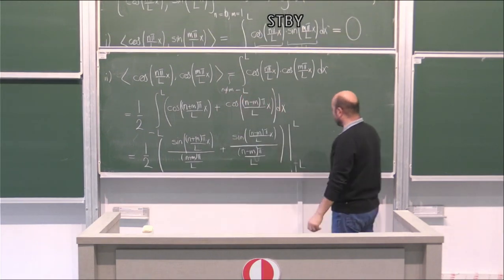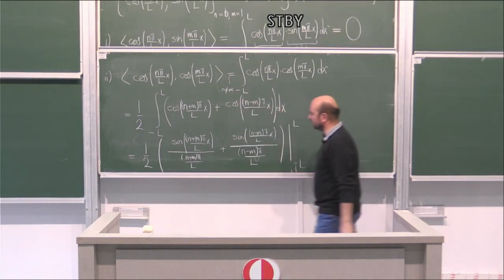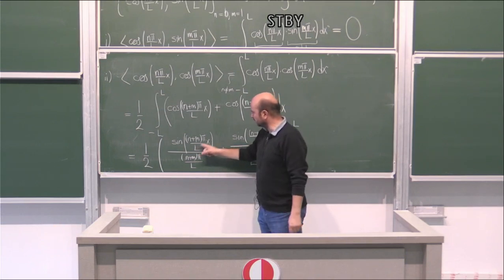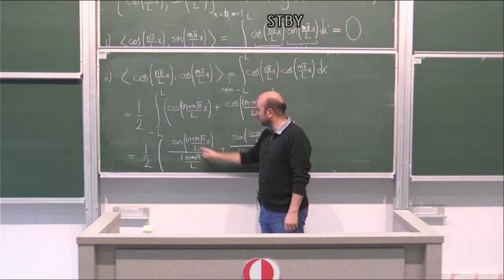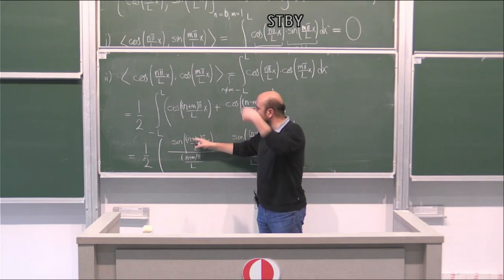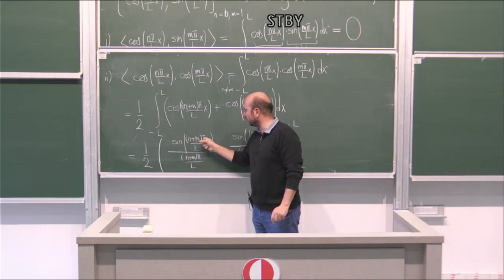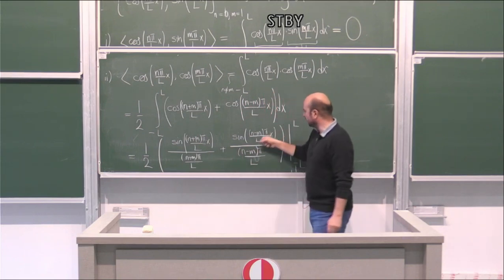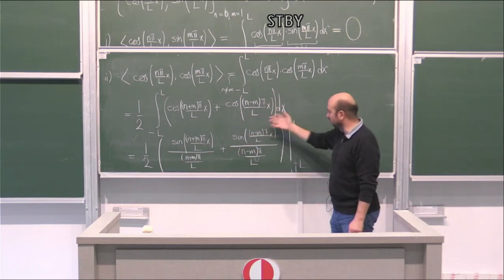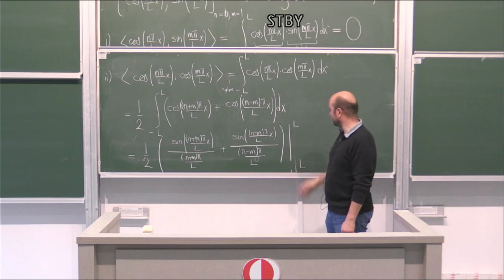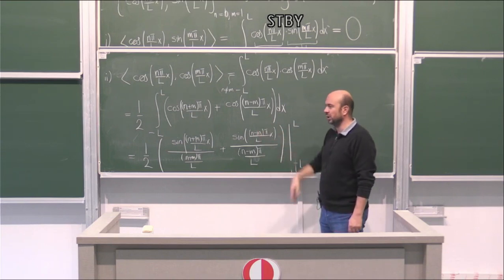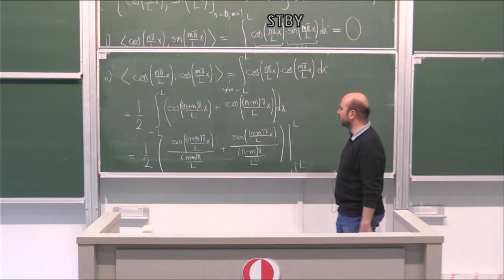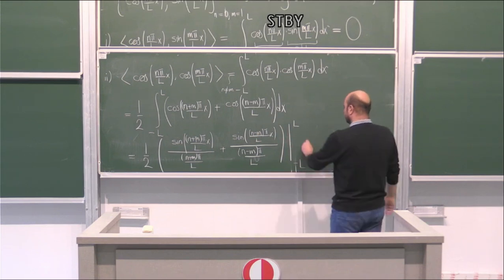So then, what do we get? If you plug in L, you get a multiple of pi. At integer multiples of pi, sine is 0. This is also at multiples of pi, sine is 0. So all these things are 0. If you plug in minus L, nothing will change. You will get another multiple of pi, so you get 0. So we get 0.